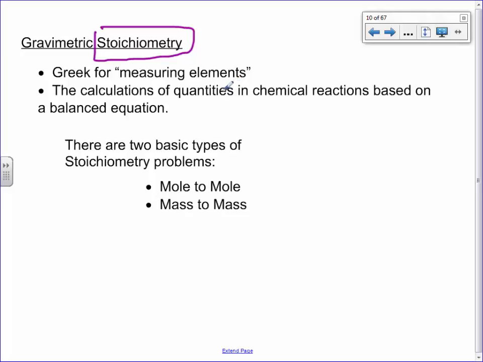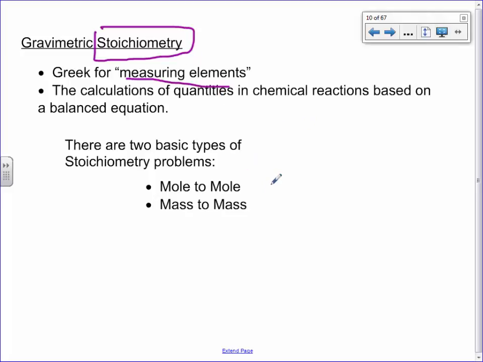Stoichiometry comes from the Greek, in case you care, I won't test you on this, but it comes from the Greek for measuring elements. So when you're trying to measure things in terms of either mass, volume, or concentration, those are the main ones we do here. Anything like that, we call it stoichiometry.